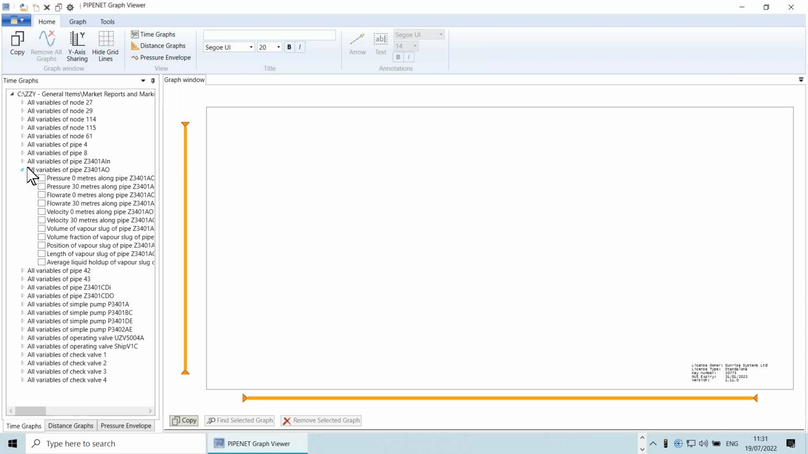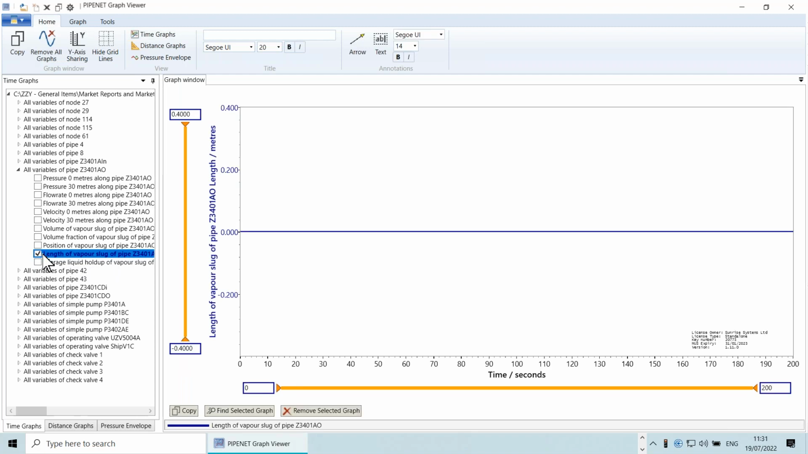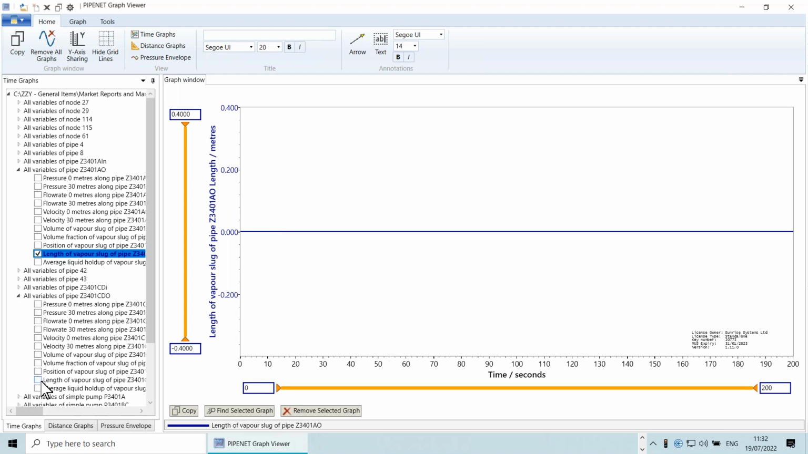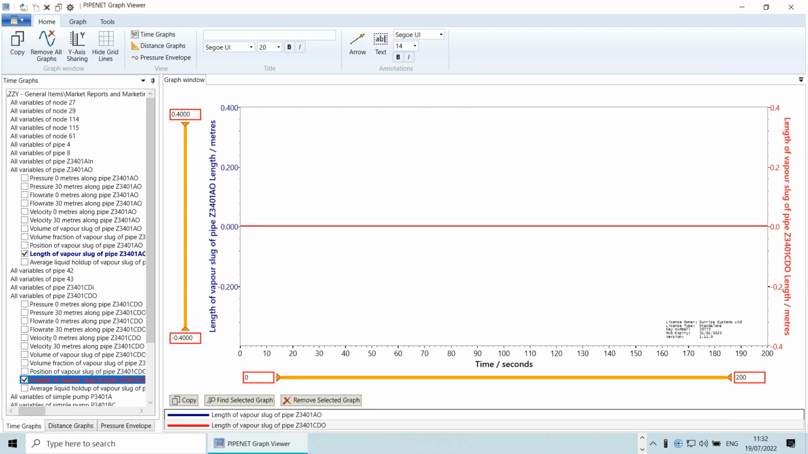That's the downcomer, because it's the channel cavitation. Wow, brilliant. See, there's no cavity. The cavity length is 0. And let's see, for good measure, let's look at the other loading arm that's working. That is also 0. By the way, there's another feature of PIPENET here at the graph viewer.